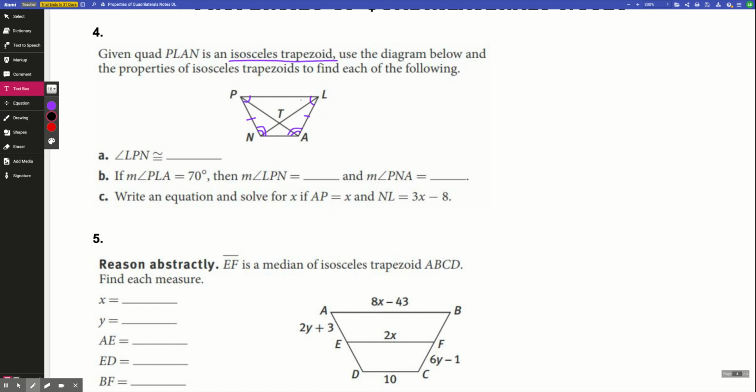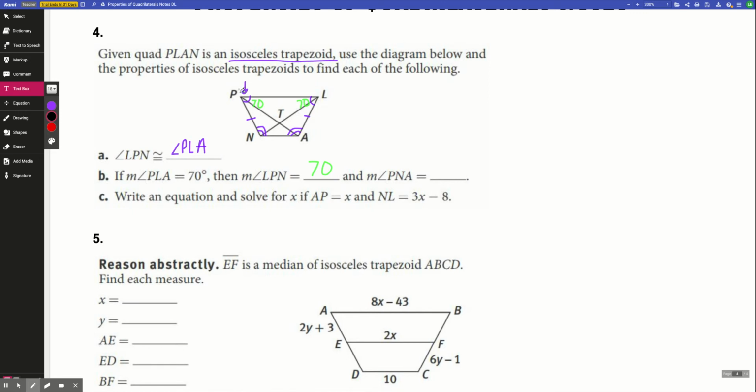So part A says angle LPN, which is this angle right here, they want to know what that would be congruent to. Well, it's already marked on my diagram. It has to be congruent to PLA because they're both base angles. So angle PLA, those are my congruent base angles, okay? So now they're going to give you some numbers. They say PLA, which is this whole angle right here, is 70 degrees. Okay, so that means LPN, which is this angle across, marked with the 1 mark in purple, also has to be 70, remember, because the base angles are congruent.